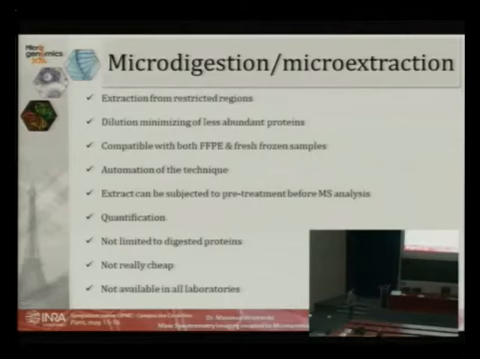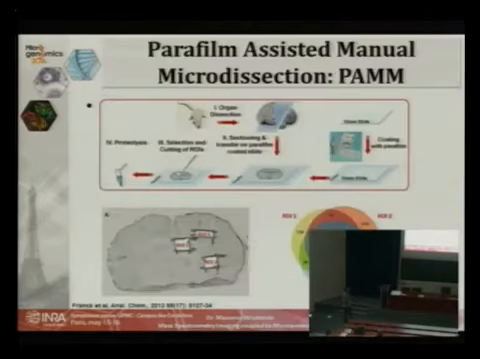That's why we developed another approach where we use something everybody has inside the labs. It's parafilm, and it's really cheap. You can find it everywhere, and we use the parafilm as a support for the tissue section to realize a manual microdissection. You can see here, the first experiment we realized is not really precise for the section, but you can obtain the identification of a lot of proteins directly by extracting proteins from these regions.